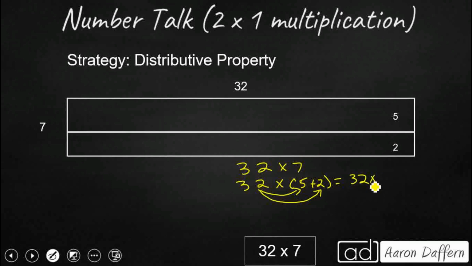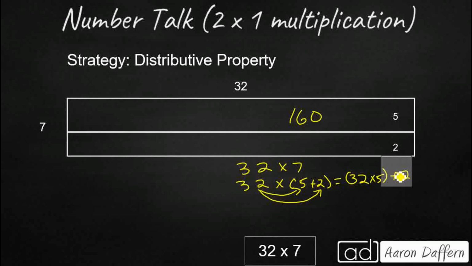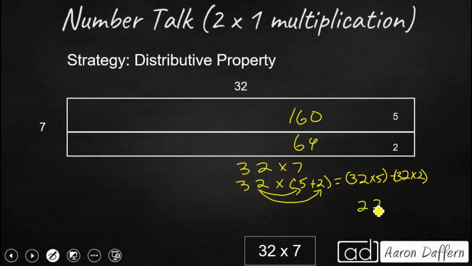So 32 times 5 is a little bit easier. That's going to get me 160 because 30 times 5 is 150 and 2 times 5 is 10. And then I'm going to take my 2 here and I am going to multiply that by 32. And that's just going to be a doubling. 32 times 2, that's going to be 64. And so that is going to give me my answer of 224. That's a big one. Hopefully that's what you got when you did this mentally.